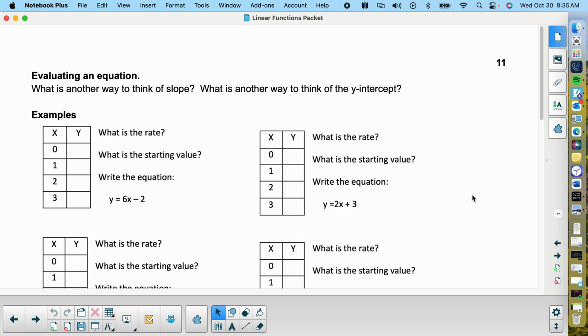Okay, upper left, we've just got a table, and underneath it, it says y equals 6x minus 2. Let's roll to see who the person's going to be that has the y-intercept.